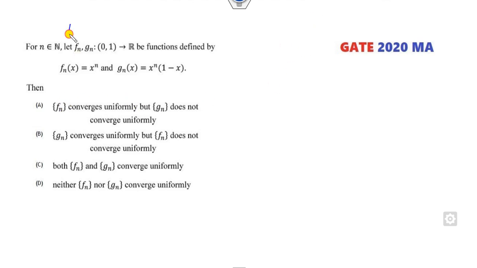Now you can see this is my sequence. Fine. So firstly check which one is convergent or not. Check firstly the limit. We will check the pointwise convergence. Fine. So what is my fn? Firstly, x^n. So what is that limit?